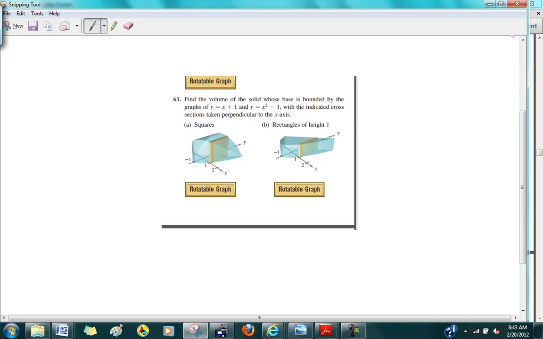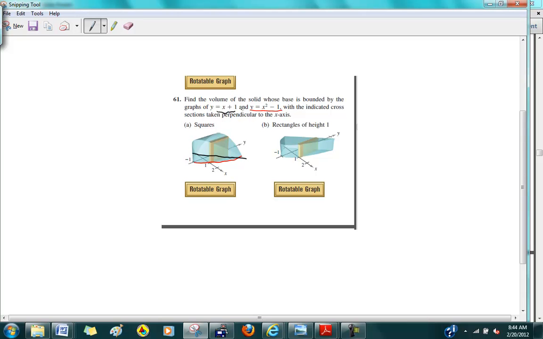So just to see what's going on here, here is the graph or the curve y equals x squared minus 1. That's that one there. And then the line y equals x plus 1 is this line here. Okay, so that's this line here.